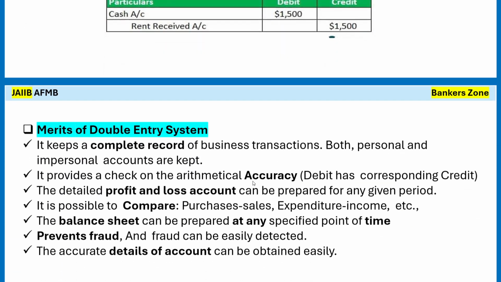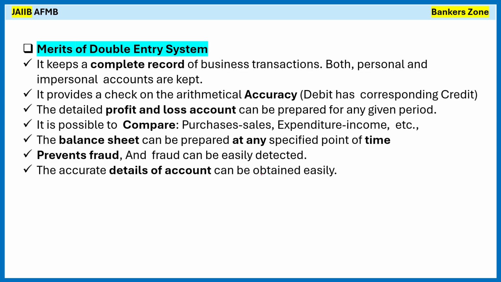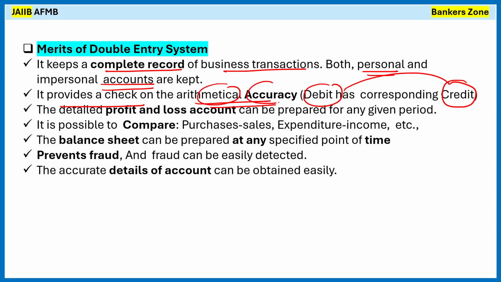Now, what are the merits of the double entry system? Obviously, for every transaction there is a debit and a credit, so it keeps a complete record of business transactions. Both personal and impersonal accounts are taken into account, whereas there is a limitation with the single entry. It provides a check on arithmetic accuracy, because for every debit there must be a credit entry, so automatically there will be arithmetical accuracy.